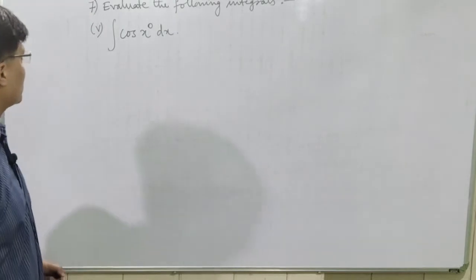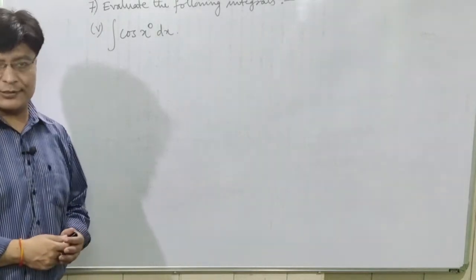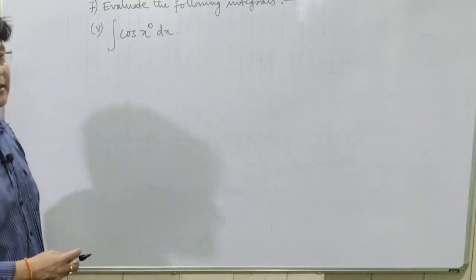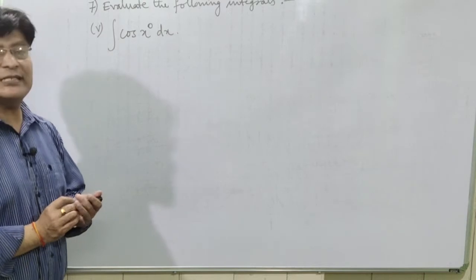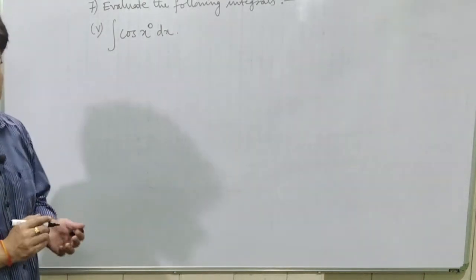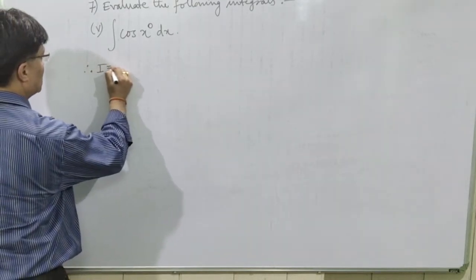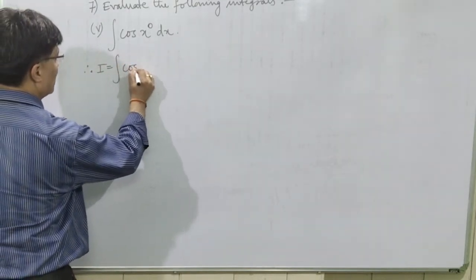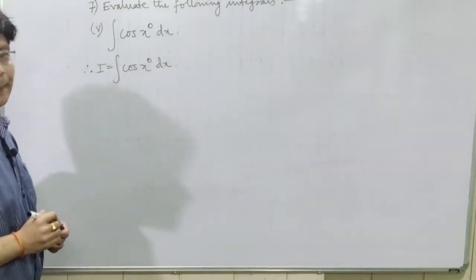So now we'll do the next question, that is question number 5. You have to evaluate the following integrals. So question number 5 is integration of cos x degree dx. So this degree should be converted into radians. You cannot integrate it directly, right? So let us write first I is equal to integration of cos x degree dx.